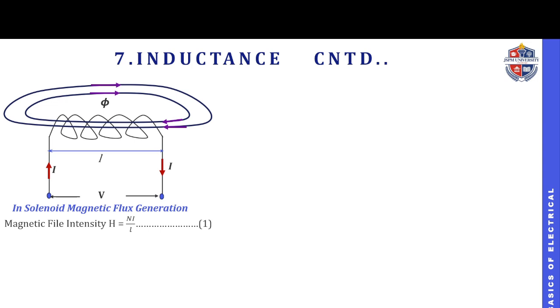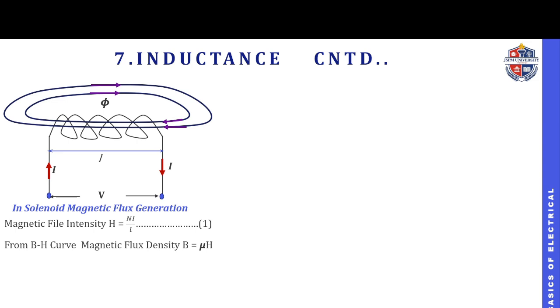The number of turns we already know, here 5 turns are there. So with number of turns n, I is the current flowing through the solenoid, and L is the length of the solenoid. Now from the BH curve, which we have already studied, the magnetic flux density is mu into H. From this we can derive that B is equal to mu into H.